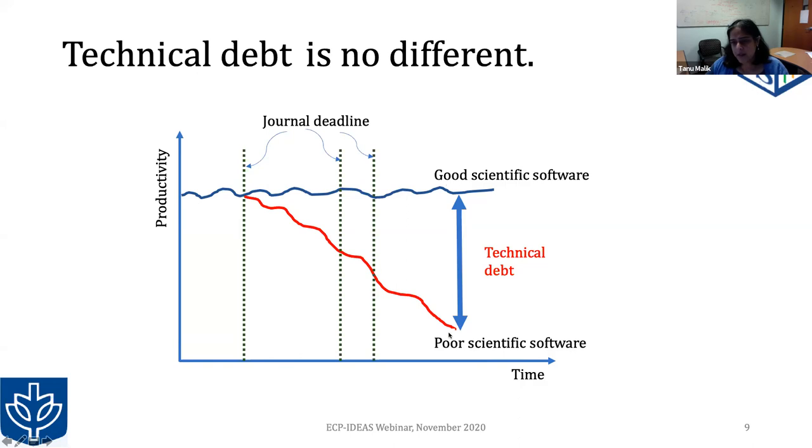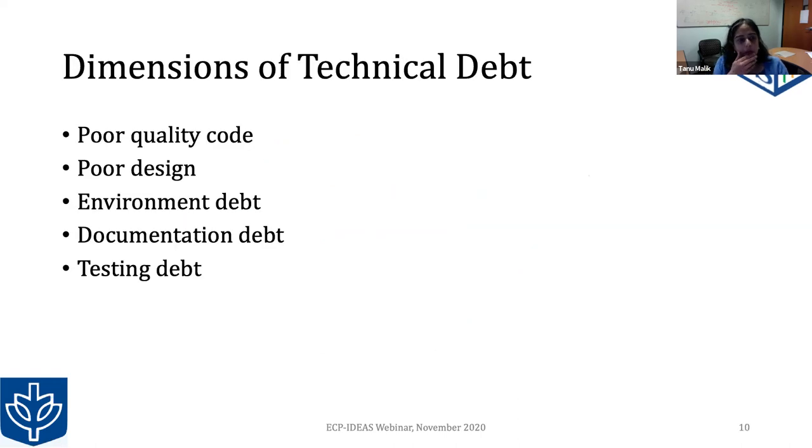And in some senses, it results in overall poor scientific and research software coming out from a given research group or lab group. So what are we borrowing on? Well, we borrow on the quality of code, the design, environment debt, not keeping track of the environment, or documenting, or writing tests. These are dimensions of technical debt which are known to us.